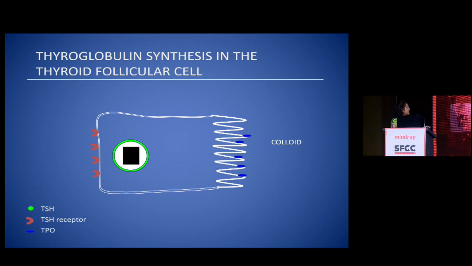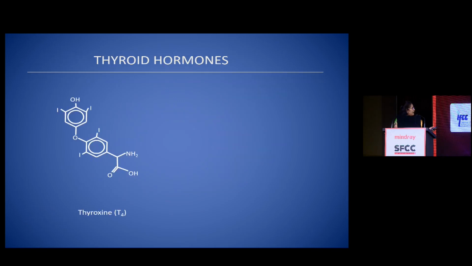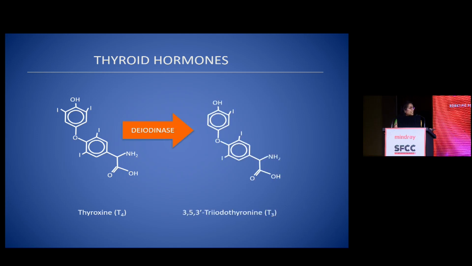Then coming to the action of TSH, the TSH binds with the receptor and then the thyroid peroxidase, as we have discussed in the previous slide, causes organification and then iodination of tyrosine residues of the thyroglobulin occurs. And the T4, this is the thyroxine, T4. Mostly this is not the active form. We all know the biologically active form is T3, which we get from the T4 by the action of the enzyme deiodinase. So T4 is deiodinated to T3.